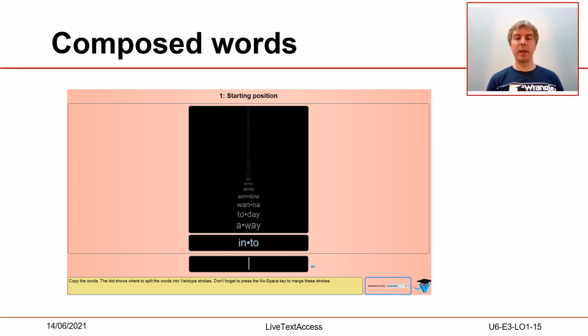After learning the basic key combinations, it is time to combine syllables into words. In a Star Wars-like screen, the composed words will appear, which need to be typed. With every key combination on Velotype, you automatically get a space after it, unless you press the no space key with the palm of your hand.